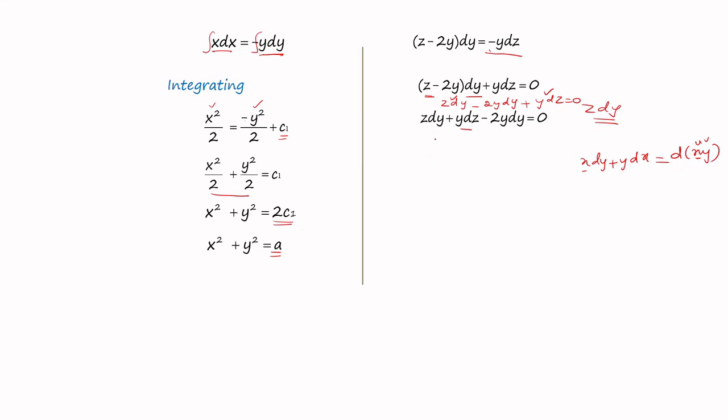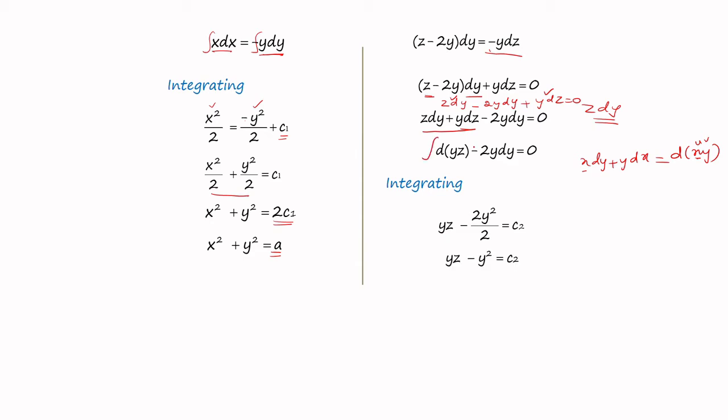In the same way here, z dy plus y dz. How will you write this? d of yz. Isn't it very simple? Minus 2y dy is equal to 0. So now integration is possible, because y dy is there and differentiation of some term is there. So when you integrate, differentiation and integration get cancelled. Now we integrate this one.